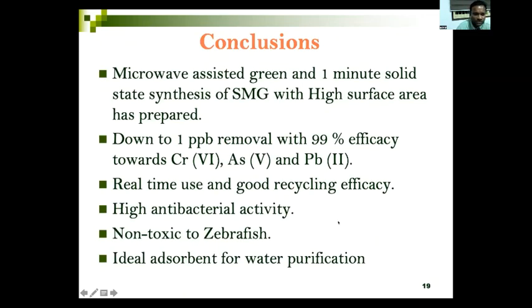Here are the conclusions. We used a microwave-assisted green approach to prepare smart magnetic graphene within a minute, and we can remove heavy metals down to the 1 ppb level. The efficiency is 99%, and we can use it for real samples, and it has recycling efficacy too. It has high antibacterial activity and is non-toxic to zebrafish, which means it's biocompatible. So it could be an ideal adjuvant for water purification technologies.